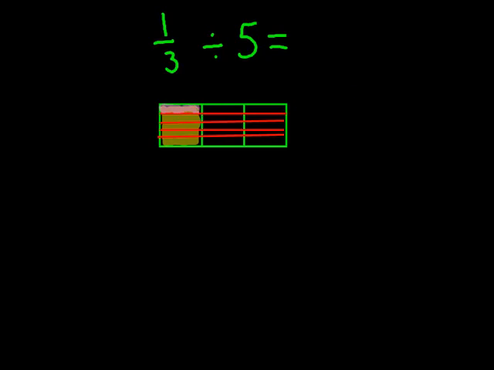So now we're going to look at that one new piece, which will be our numerator, and see what it is in relationship to the whole now. We now have 15 pieces. So when we divide 1/3 by 5, we get 1/15.